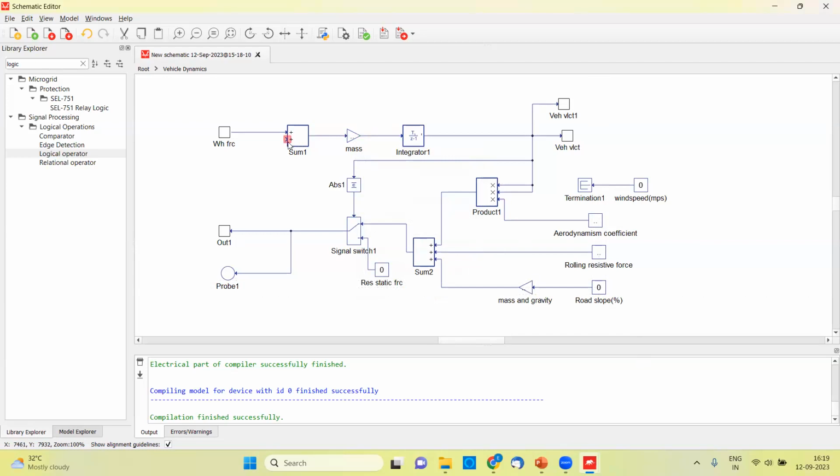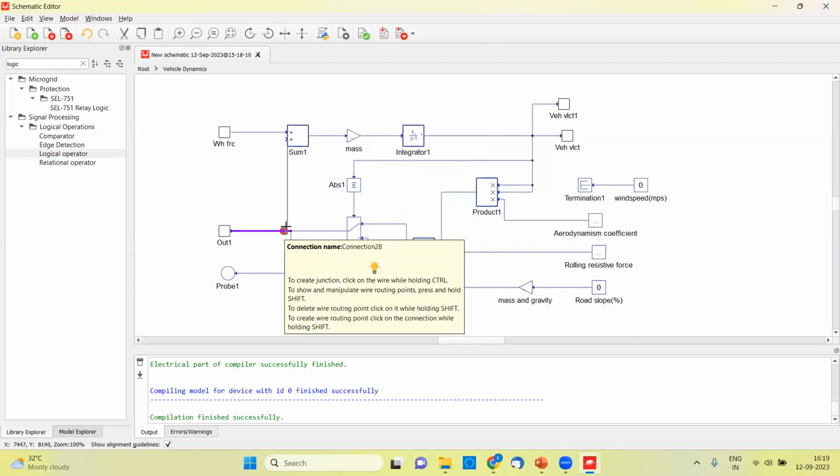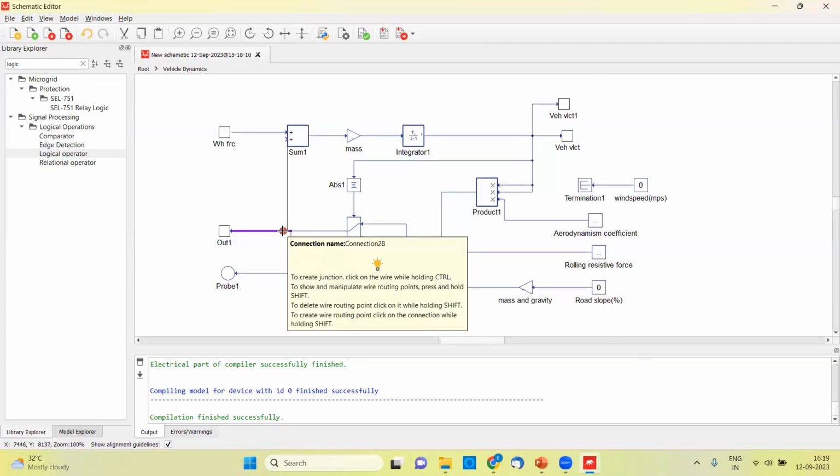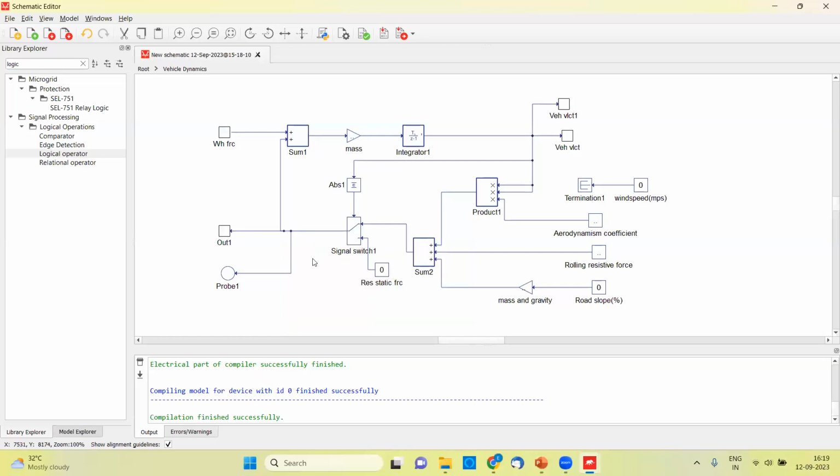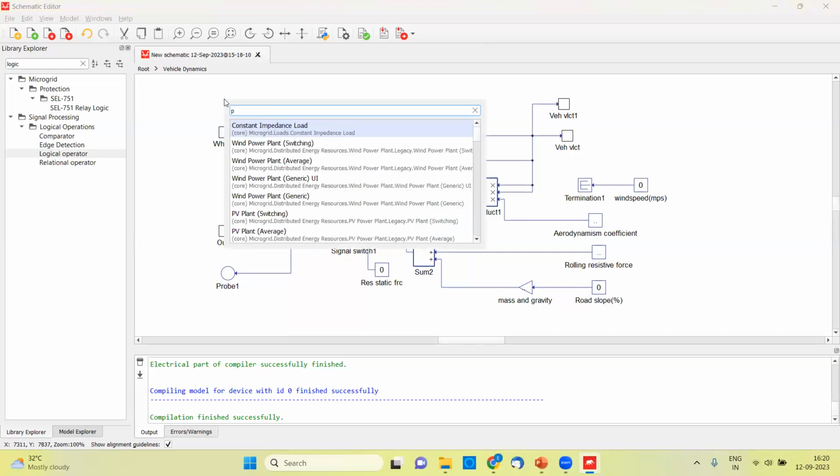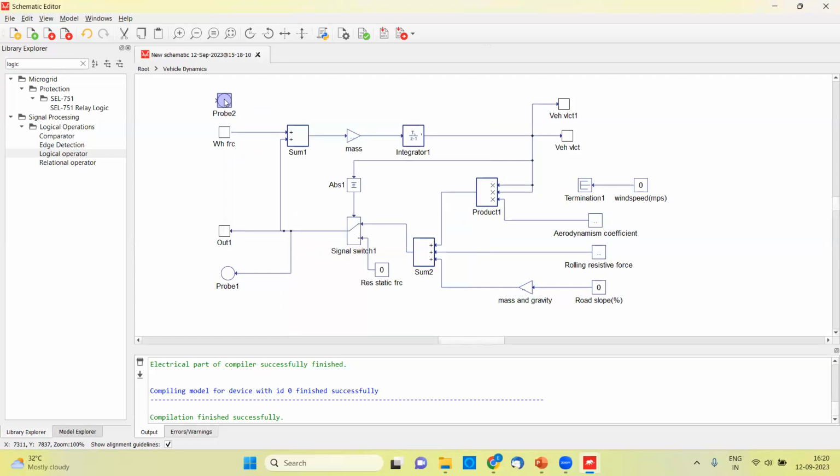Okay, this sum block is not connected right now. So we are connecting this sum block with this component only, that is the vehicle resistive force. Maybe I have not changed the name at this part. First of all, this is wheel force. We also have a probe over here. The name of the probe is vehicle tractive force.